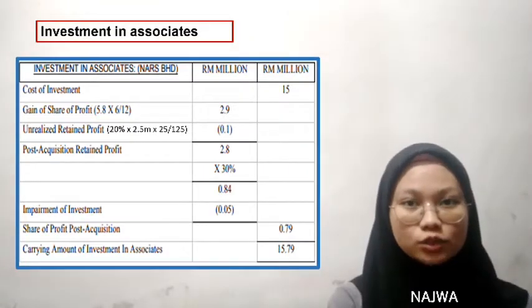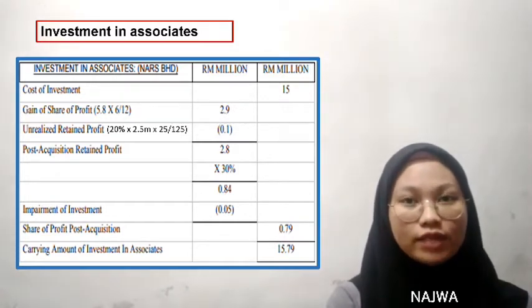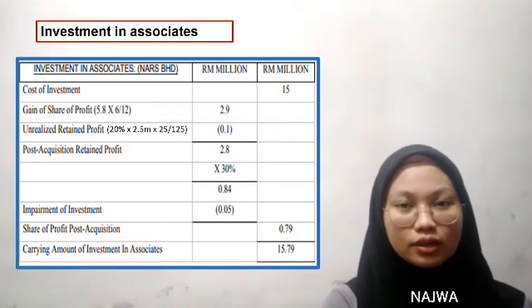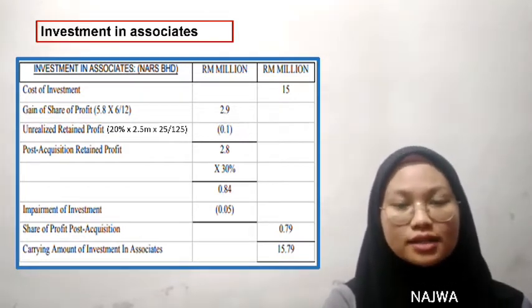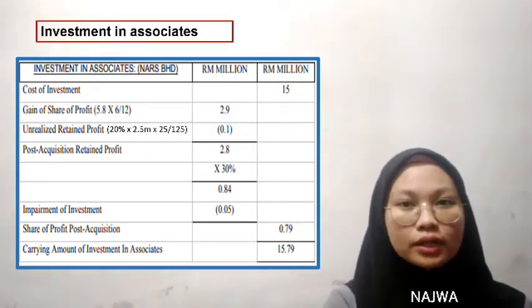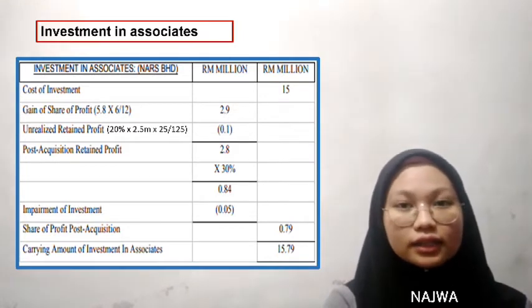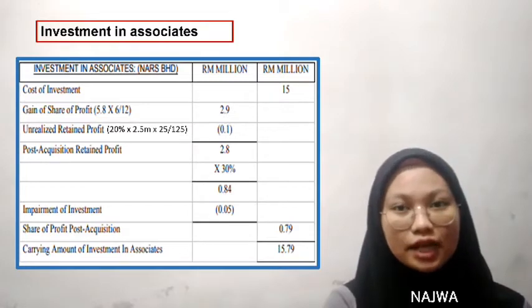For investment in associate Nars Berhad, the cost of investment 15, gain of shares of profit 2.9 minus unrealized profit on sales of goods 0.1. So the post acquisition retained profit 2.8 times 30%, 0.84. The impairment of investment 0.05. So the share of profit post acquisition 0.79. The carrying amount of investment in associate 15 million plus 0.79 million, so 15.79 million.